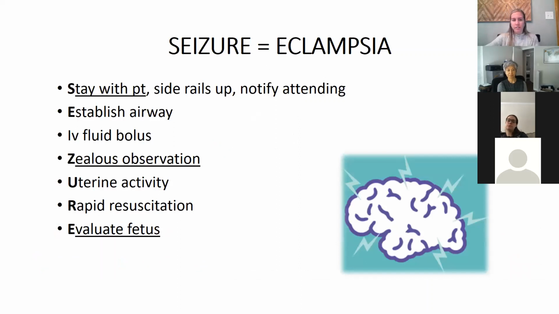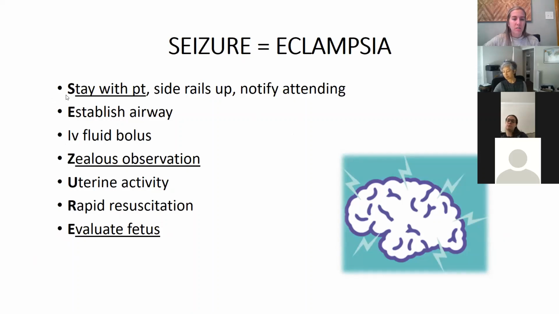So the thing that differentiates preeclampsia from eclampsia is the fact that the patient then seizes, right? So then we shift to eclampsia. And I think that this is really helpful. I liked this acronym of seizure, right? About what you should do, especially if you're a newer nurse who's on here.